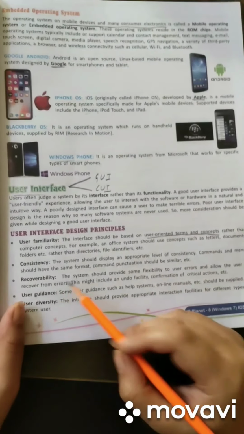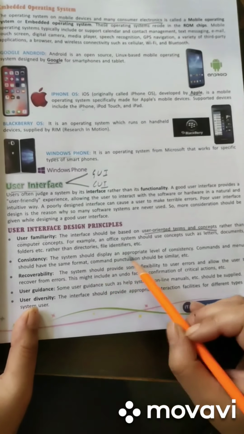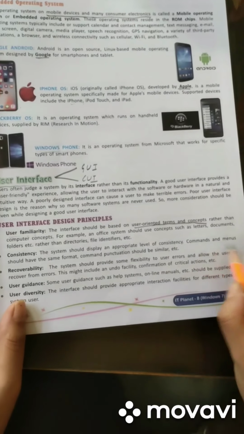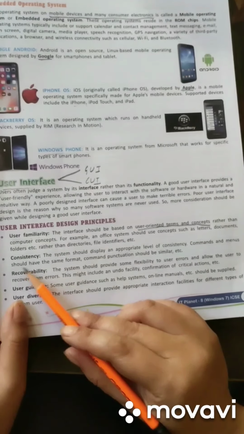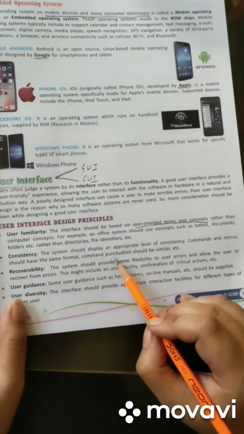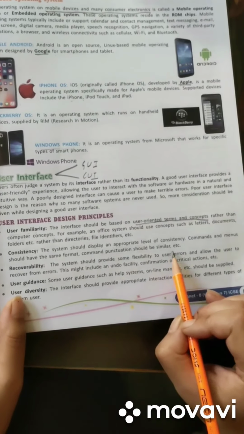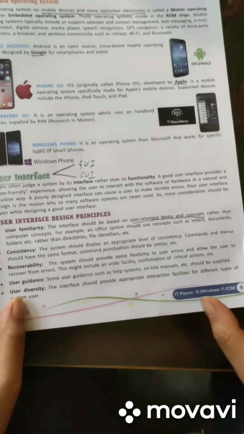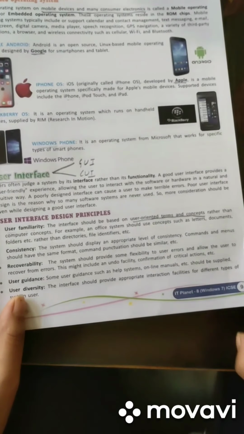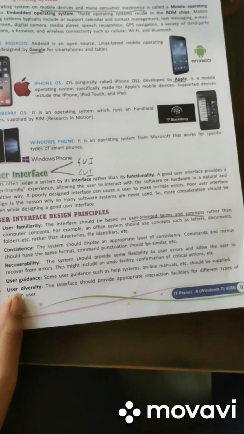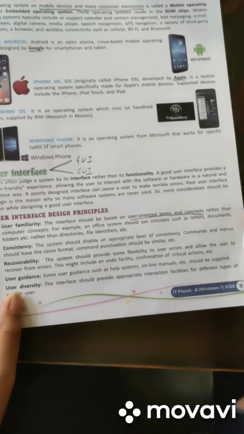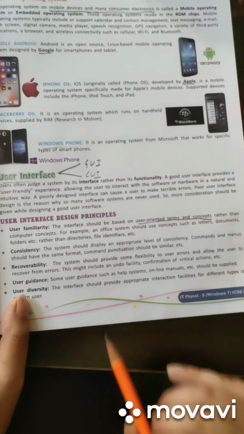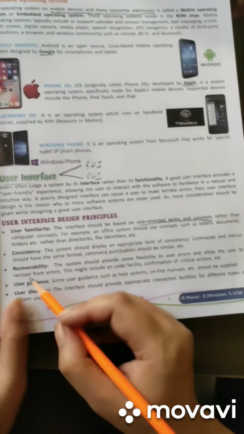Next, we have consistency. The system should display an appropriate level of consistency. Commands and menus should have the same format. Commands, punctuation should be similar. Consistency means that if I had installed a Windows version on my computer, and the same Windows version on another computer, I will get the same format, the same commands and the same menu.